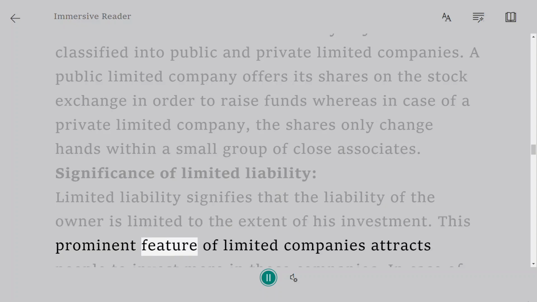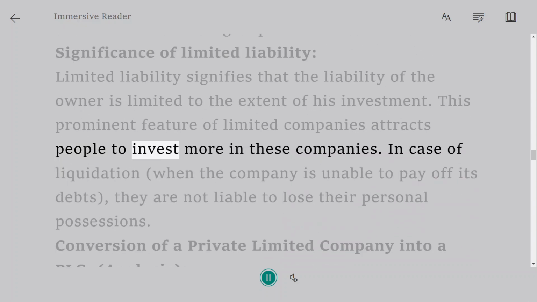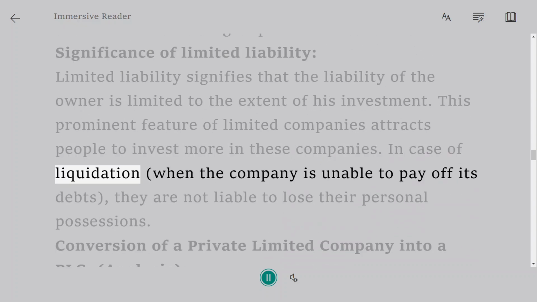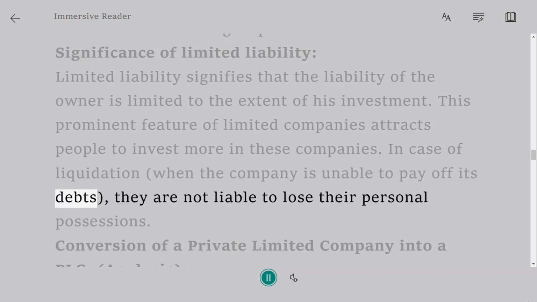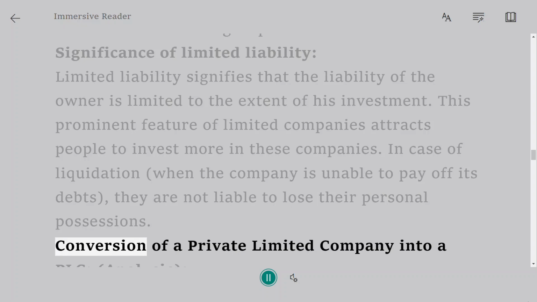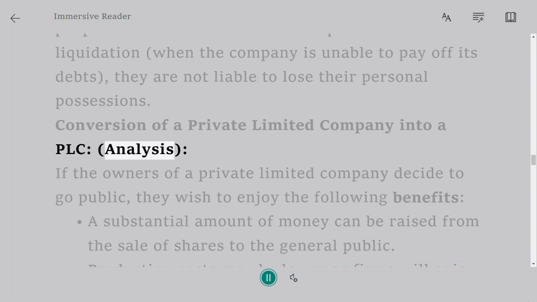This prominent feature of limited companies attracts people to invest more in these companies. In case of liquidation, when the company is unable to pay off its debts, they are not liable to lose their personal possessions.